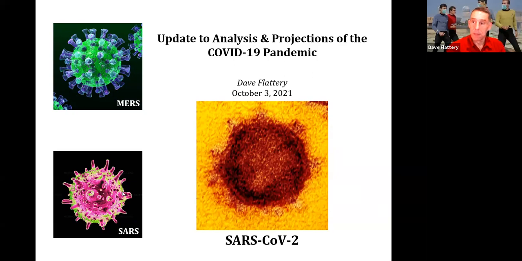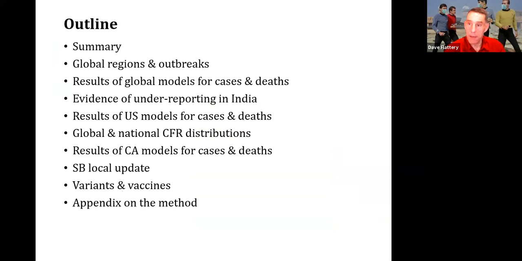And I will go through the outline. Much of this is the standard material summary, look at the world and the regions and what's changed over the last month. Results of all the global models for countries, cases, and deaths. A little bit of a special topic on underreporting in India. There's been some reports and studies that have come out for both cases and deaths that, based on a question Wayne actually asked last month, I dug into and I thought was interesting.